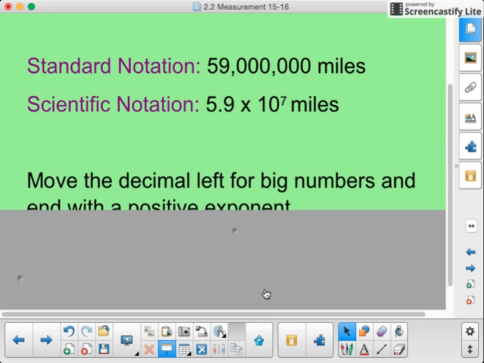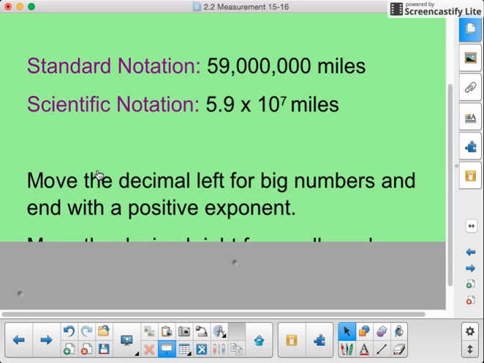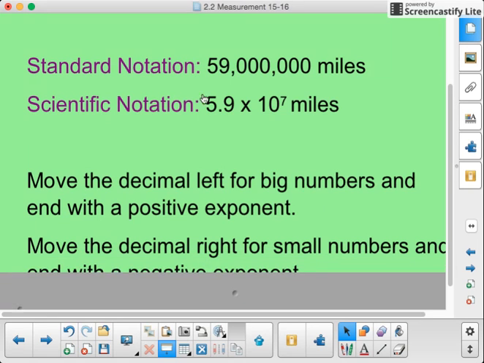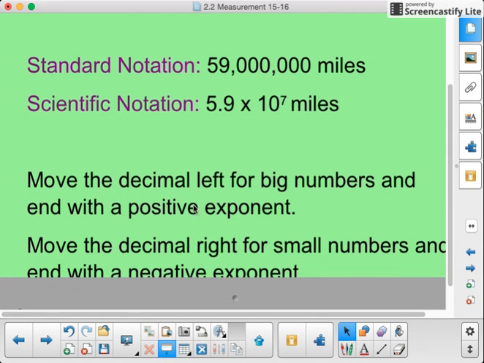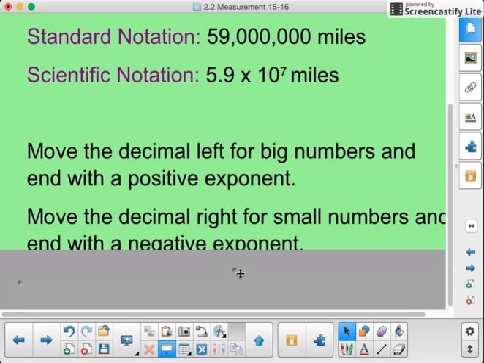And here are 2 hints to add to your notes. Move the decimal to the left for big numbers, and you end up with a positive exponent, like we had up here. Or move the decimal to the right for small numbers, and you'll end up with a negative exponent.